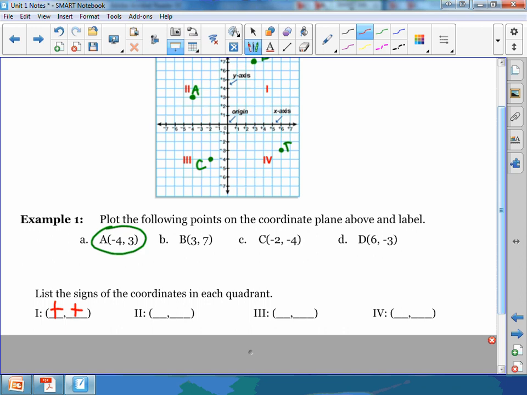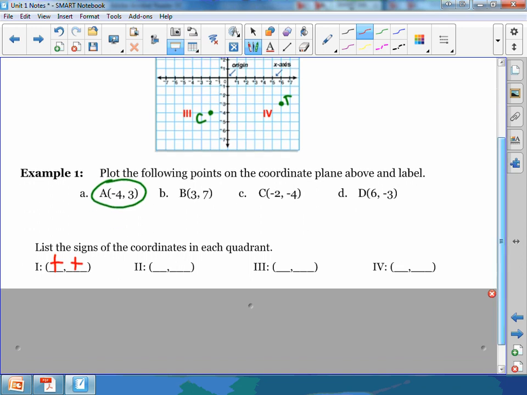How about quadrant 2? What would put me in that region? Dominic? A negative x value followed by a positive y value. Good. Quadrant 3. Misty? Both negative. Negative x, negative y. What about quadrant 4? Victor? Positive followed by a negative.